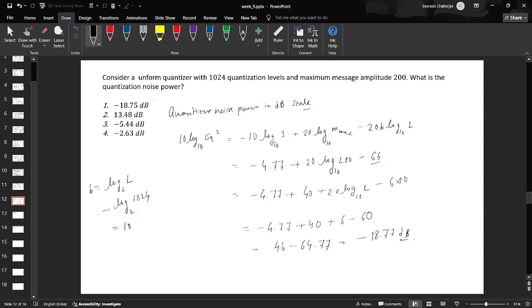So let us see which one is the closest. The first one I see is closest, minus 18.75. It's a gap of 0.02, so this is the correct answer.